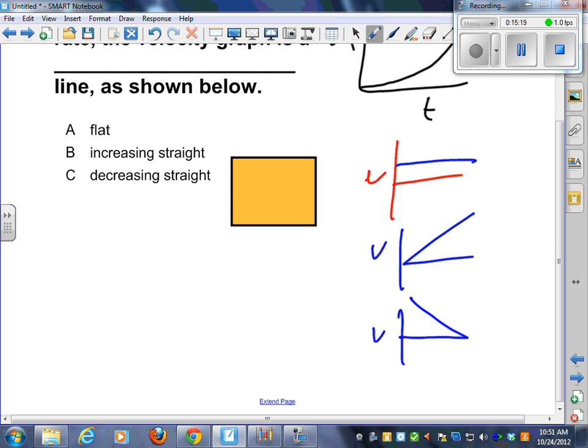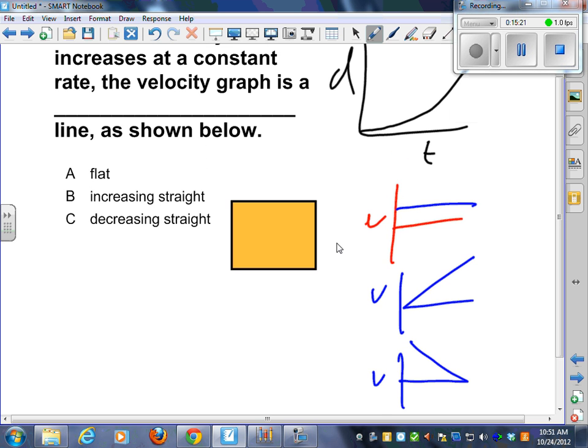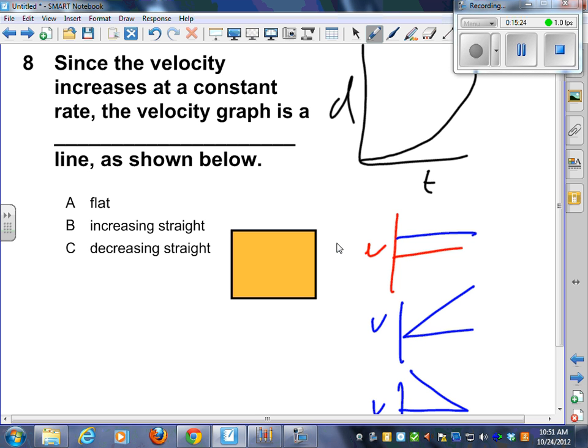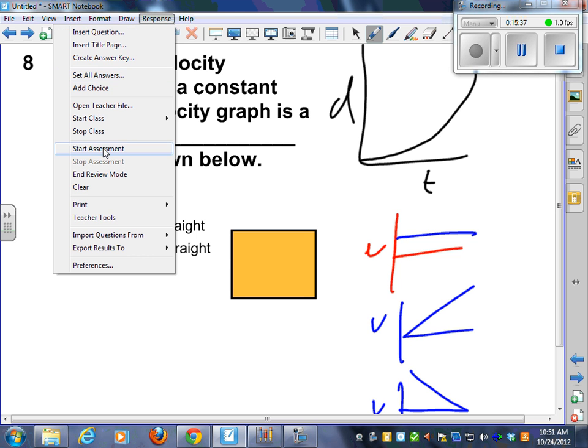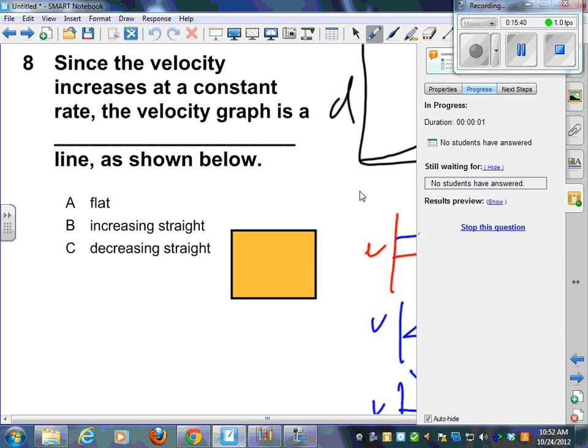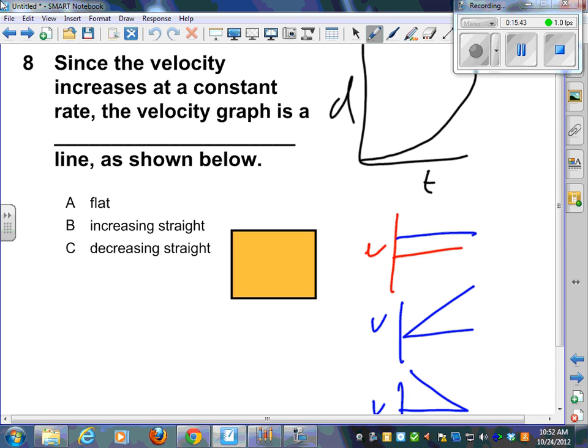Can you go on to the question? Since the velocity increases at a constant rate, the velocity graph is a flat line, increasing straight line, or decreasing line as shown below. Which one of those three is it? Go ahead and start. The question is, basically, which one of these three velocity time graphs corresponds to this one? Like if this is the displacement time graph, which velocity time graph would you get? Yes, which one matches?